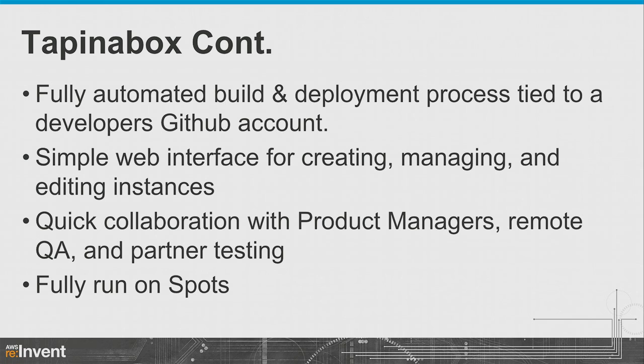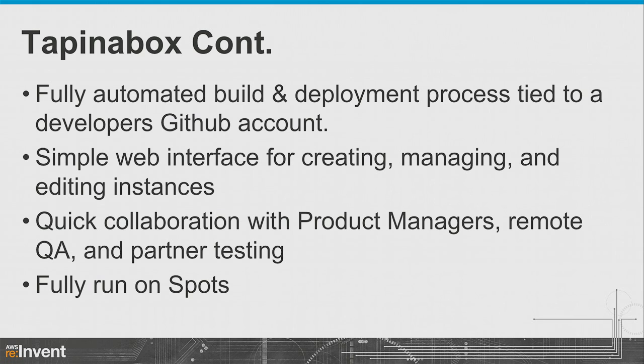So what did we do? Well, we built a fully automated build and deployment process tied to a developer's GitHub account. Anytime they pushed code up to their GitHub account, it would automatically deploy to their own personal Tap in a Box server. There's a really simple web interface for creating, managing, and editing instances. You can put in custom environment variables. You can say, I want to test this branch, I want to test that branch.